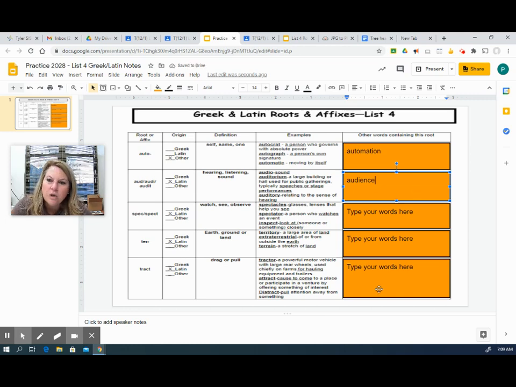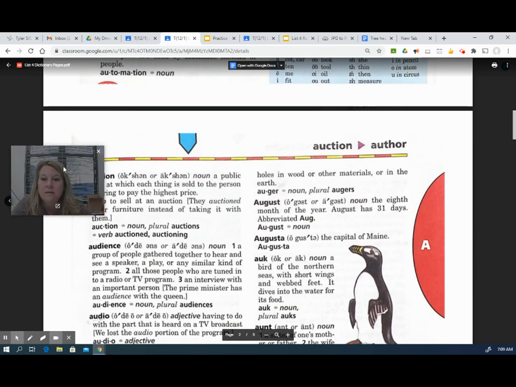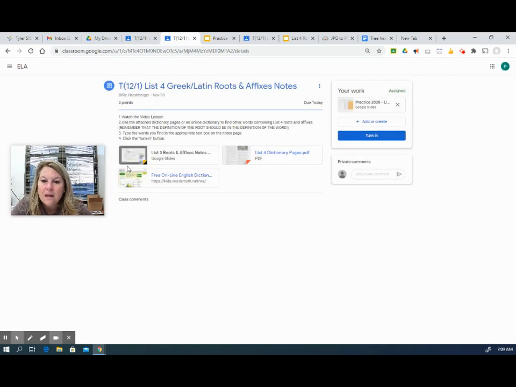Now, I'm not going to walk you through the rest of these, and I did include in the assignment the online dictionary link, but because most of these can serve as prefixes, you're probably not going to require that link. You're going to find most of your example words in those dictionary pages. Let me know if you have any questions about this, or if I can help you in any way.